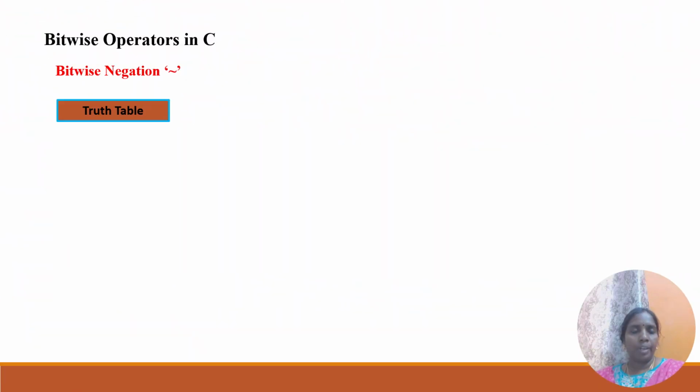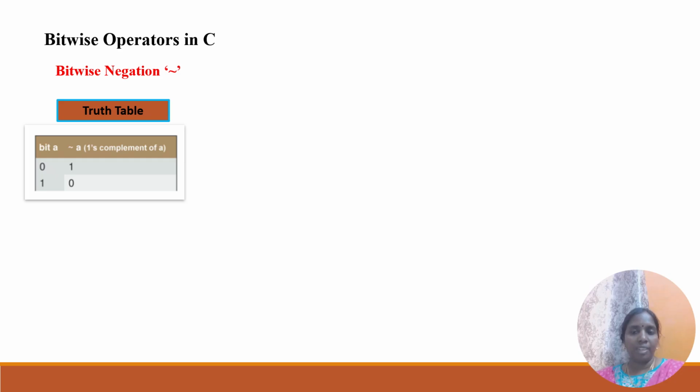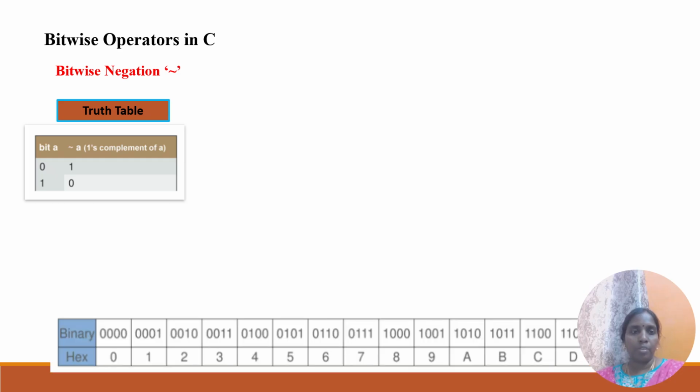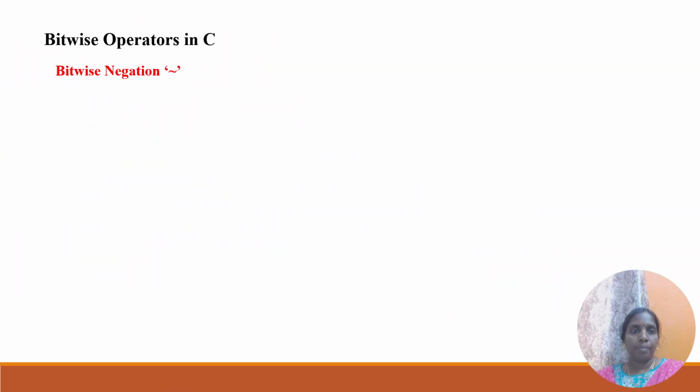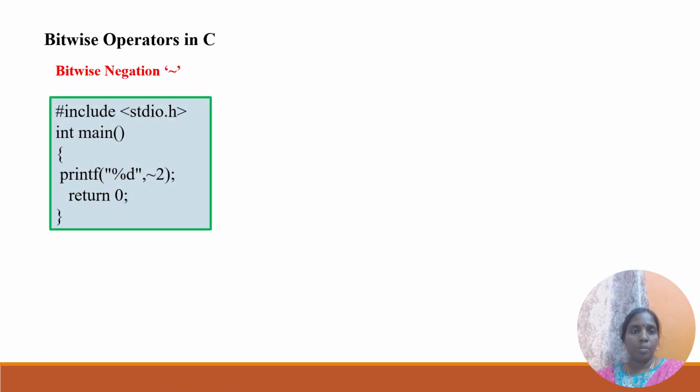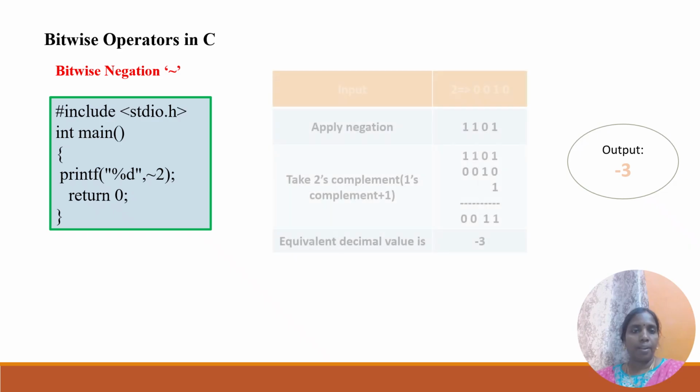So for the negation operator, it will complement. If 0 is the input, 1 is the output; if 1 is the input, 0 is the output. So this is a simple case showing this. If the input is 0, 0, 0, 0, 0, 1, 0, the output is 1, 0, 1, 1, 0, 1. So the output is minus 3. Bitwise negation of 2 is minus 3.